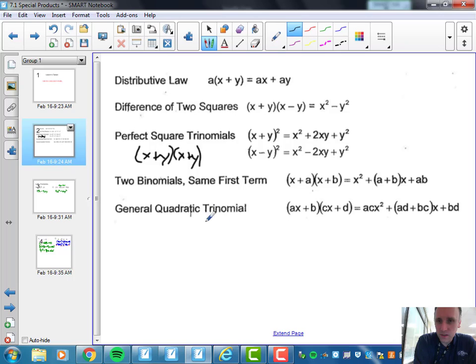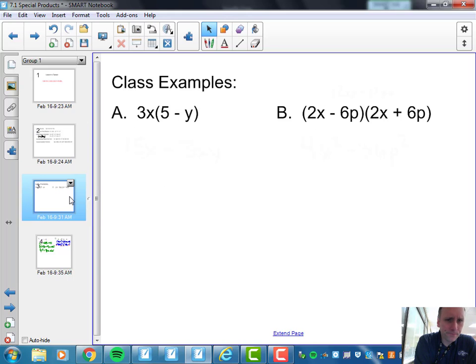The same goes with this general quadratic trinomial. When you've got coefficients or maybe even different variables in any of these terms, just multiply that FOIL process out. First, outside, inside, last. I don't really put a lot of stress on knowing these formulas. Just go through the process and multiply them out. So let's look at a few examples.